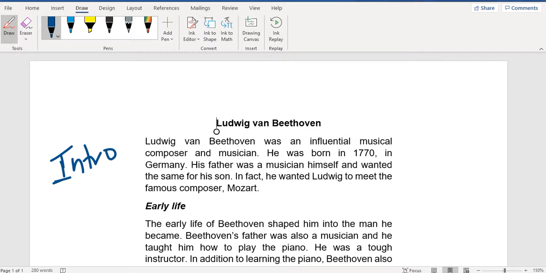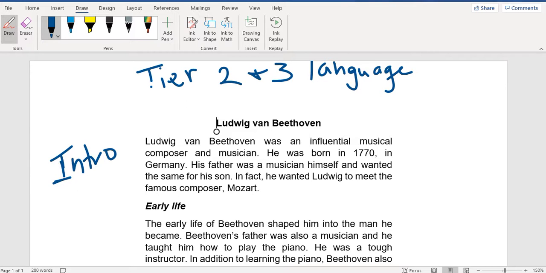Now, I just wanted to really highlight a few things in this paragraph. We've been talking a lot about Tier 2 and Tier 3 language. So we've got some Tier 2 language here. Influential is an important word to use, and also we've got the word famous, so that's probably good. And then the Tier 3 language are our subject-specific words. I'm talking about a musical composer, so I'm underlining those, and musician. We've also got musician again, and then composer again as well. So those are the words we have used about our Tier 2 and Tier 3 language.